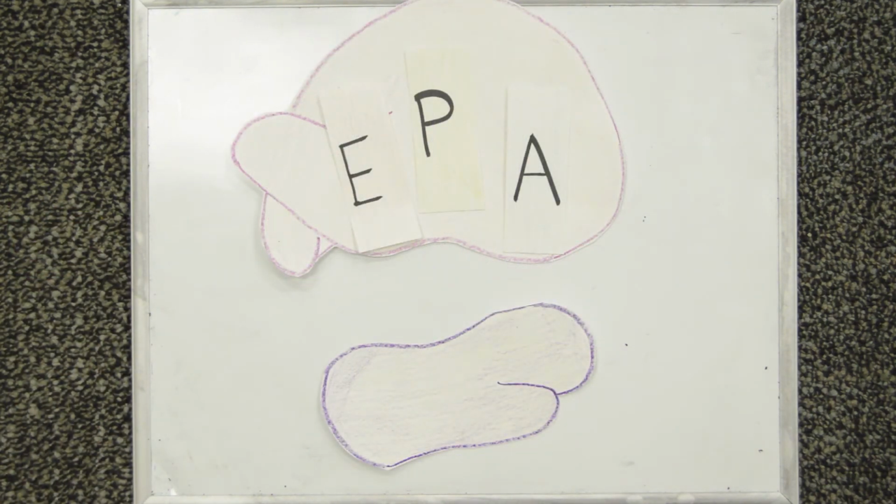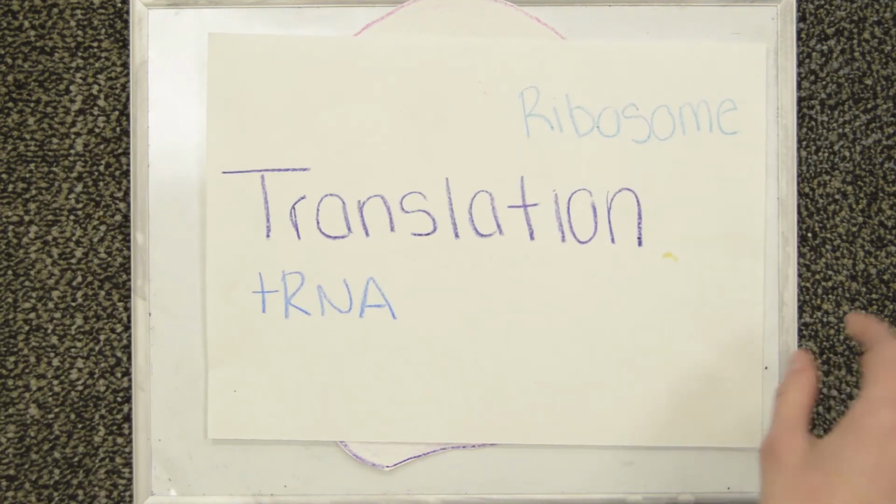Once the polypeptide has been formed with the appropriate amino acids, the chain may still need to undergo edits before it can become a fully functional protein. However, the cleavage of the polypeptide from the ribosome marks the end of translation.